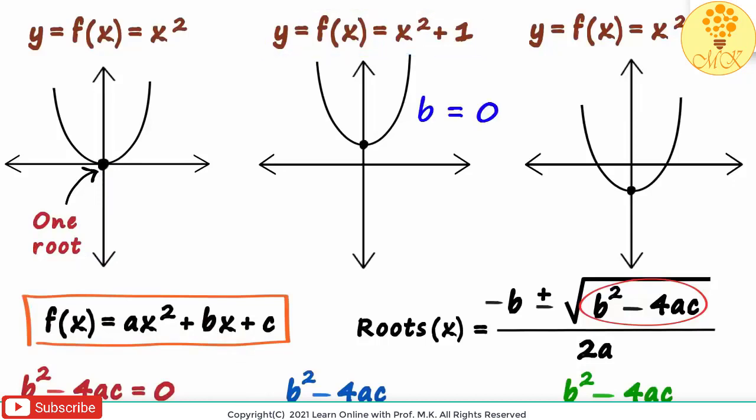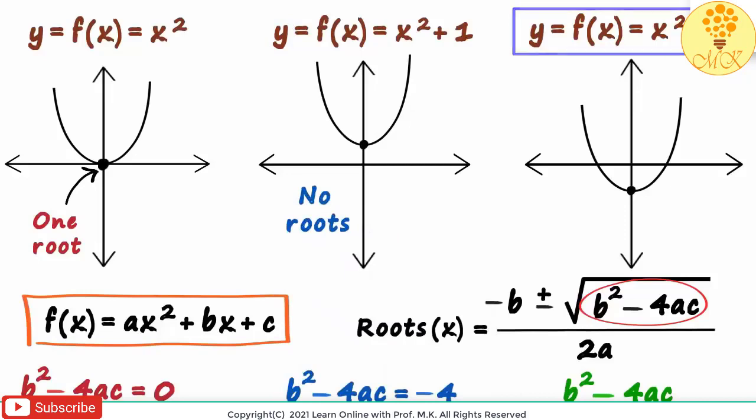Let's move on to the second function. b is 0 and a and c are 1 each. This will equal minus 4. Negative value of this means no roots. Does the graph also say the same? At what value of x is the function equal to 0? Look closely. There is no such value of x at which the function is 0. It has no roots.